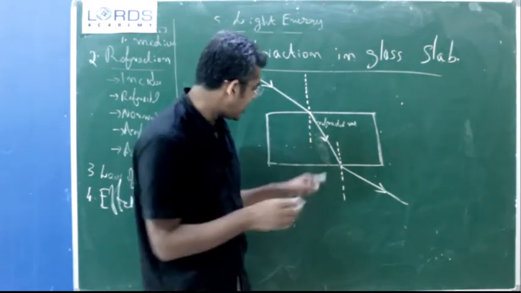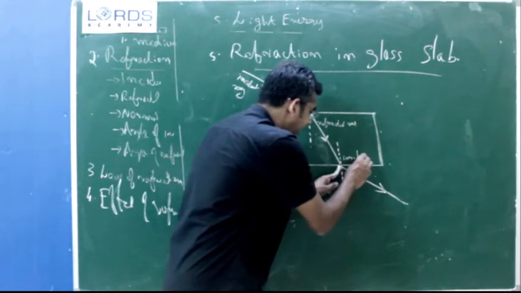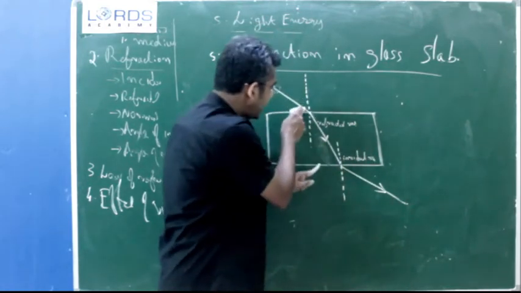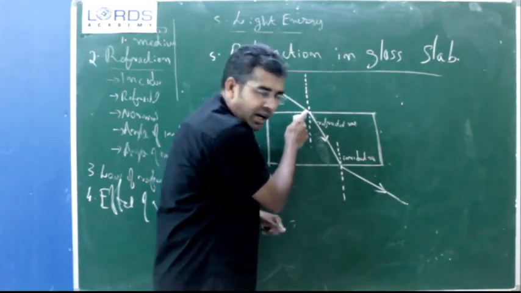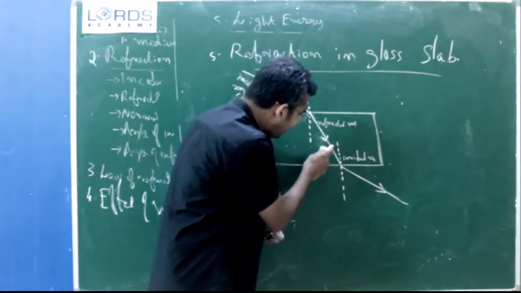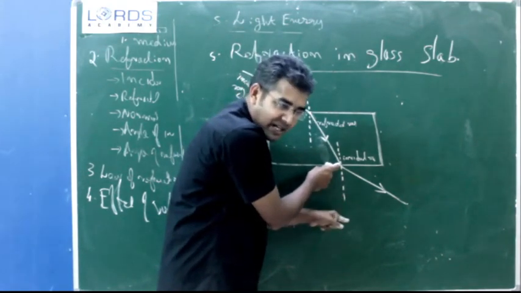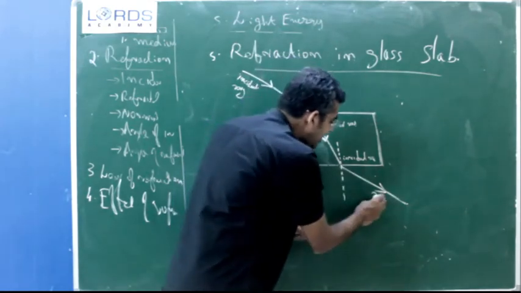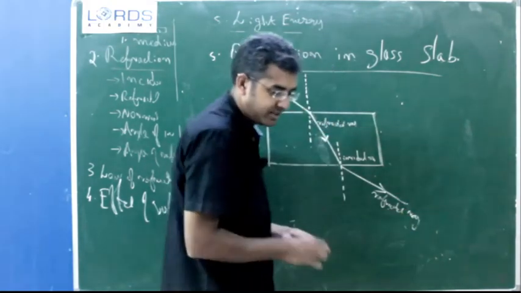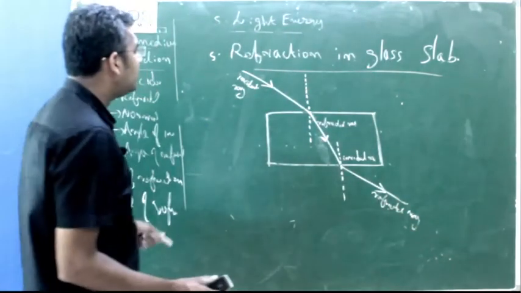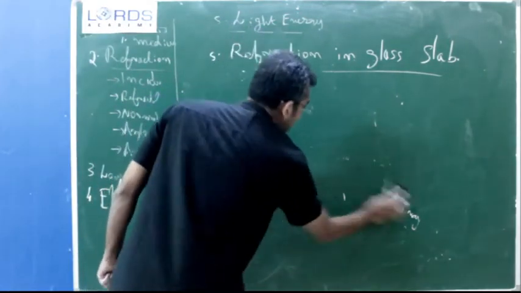So up to this point it is incident ray. Here the incident ray falls. It got refraction. Now it became refracted ray. When it reaches this other edge, it becomes incident ray. Again it got refracted. Okay, very good question. Now moving to refraction in prisms.